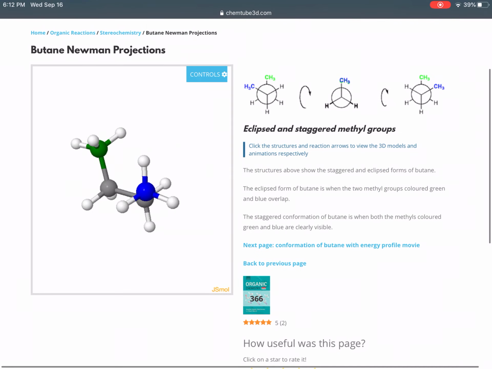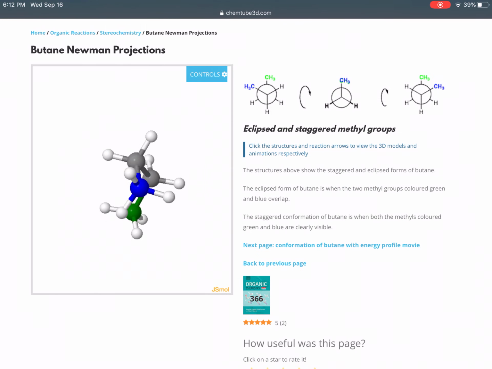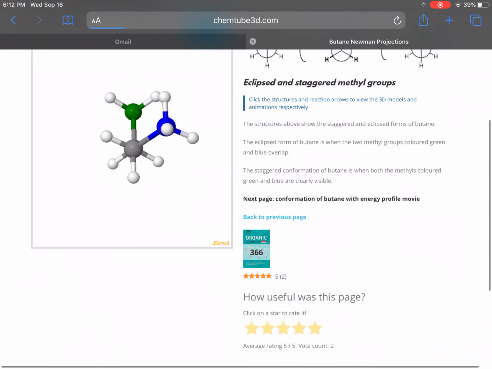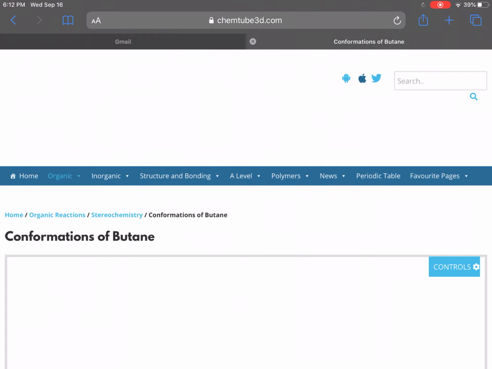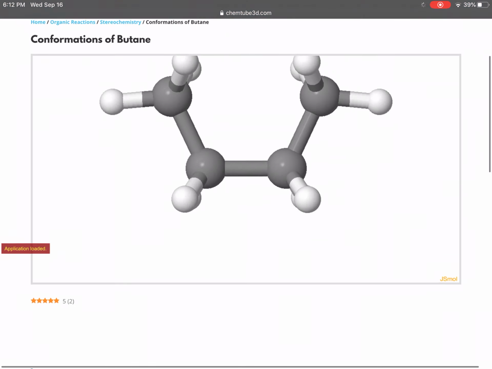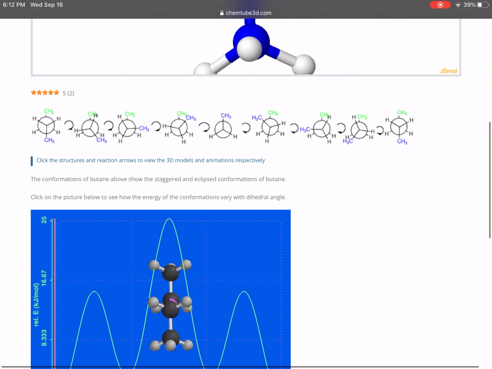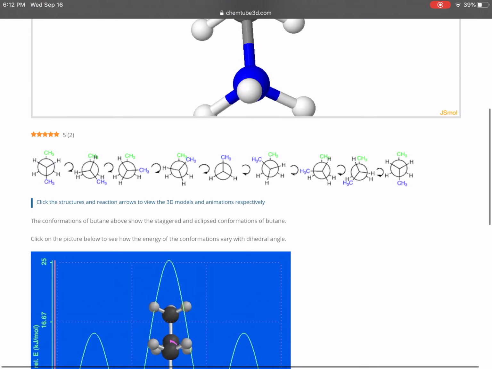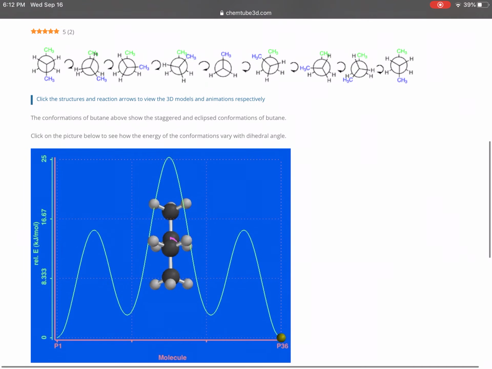So here's butane. You can see we can play with it around with our fingers as well, and you can click on different conformations. And just like we did with ethane, we can look at the energy profile moving. And you see this one's not as simplistic as the last one. If you look here, they're starting off with butane in a staggered anti, and that's at a very, very low energy.